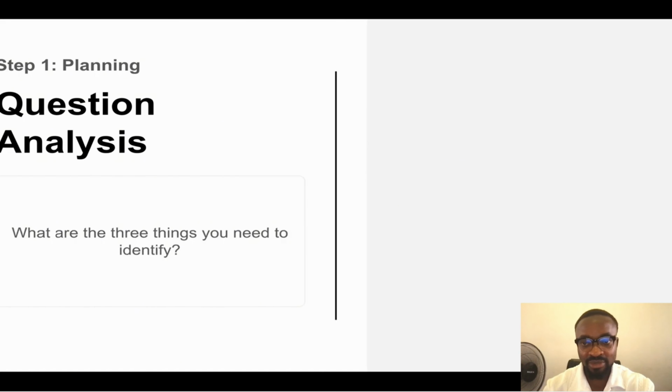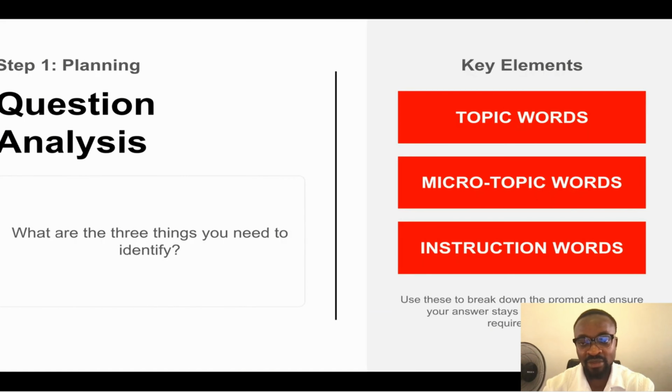Question analysis entails three things: identifying three sets of words, and these words include the topic words, the micro topic words, and the instruction words. Why do you need to identify these words? Because they help you to break down the prompt and ensure your answer stays relevant to the task requirements. By prompt here, I mean the question. And by task requirements, I mean what the question expects of you.